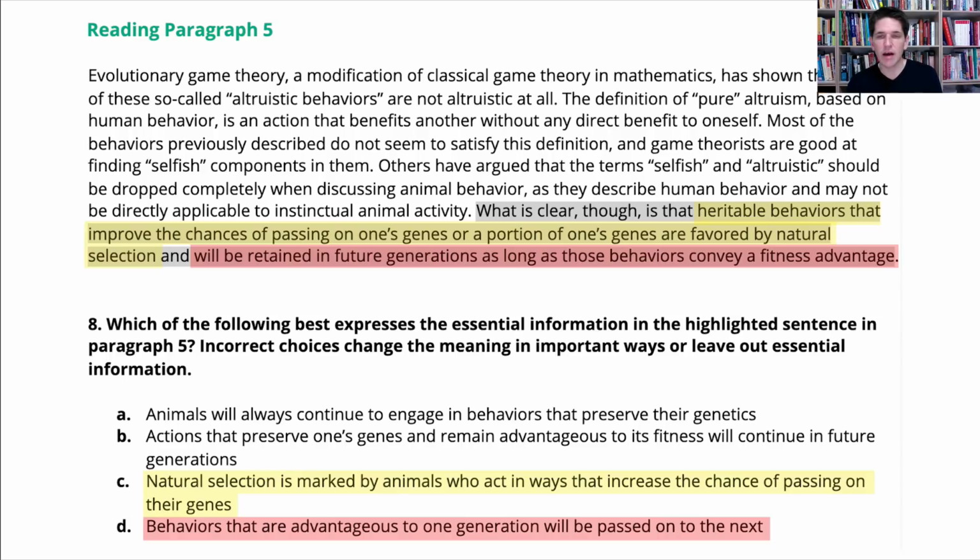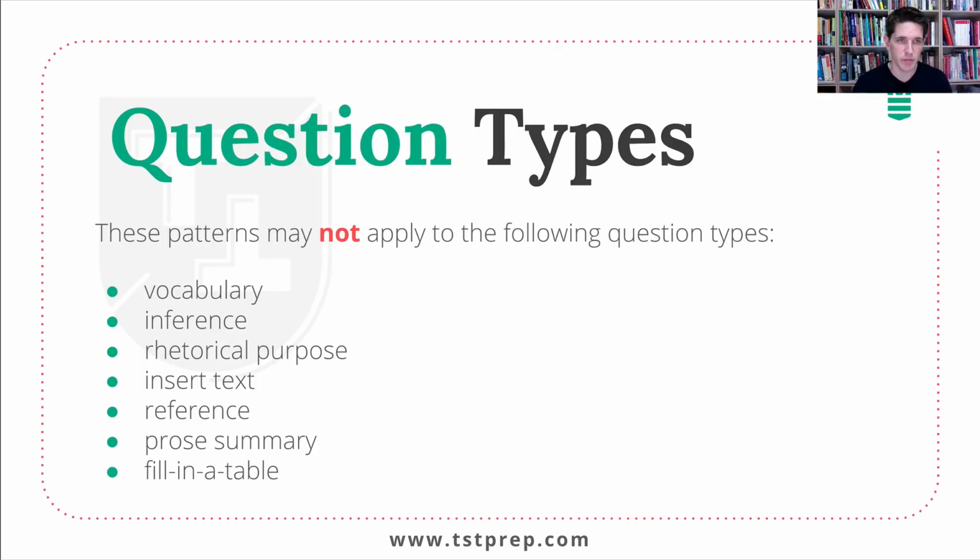C and D leave out one of those pieces of information. C only says natural selection is marked by animals who act in ways that increase the chance of passing on their genes. They don't talk about it being retained in the future. D, behaviors that are advantageous to one generation will be passed on to the next, but they miss out the information about improving the chances of being favored by natural selection there. So that's another way to make an incorrect choice, to leave out important information.